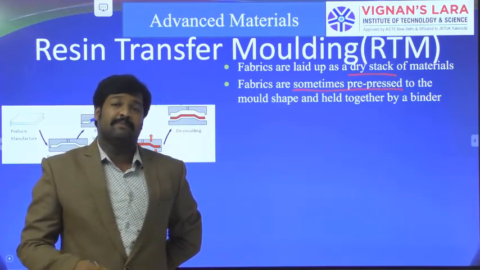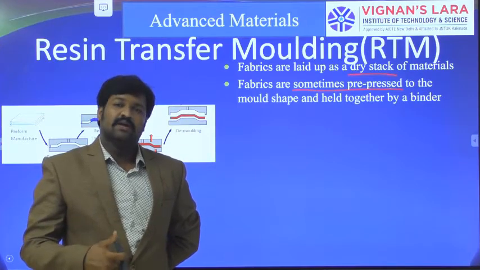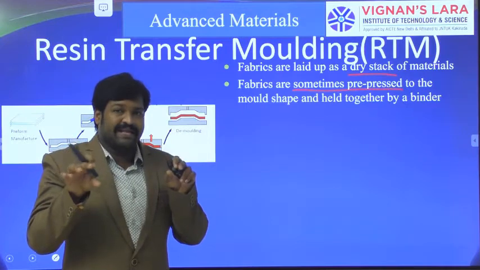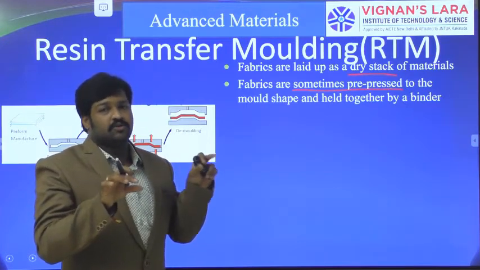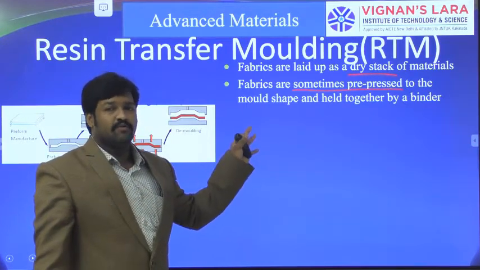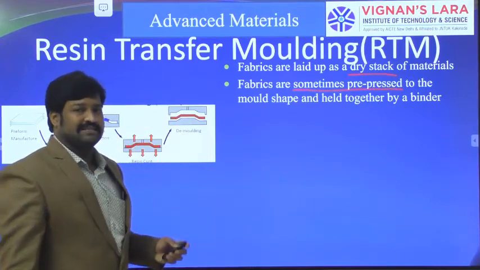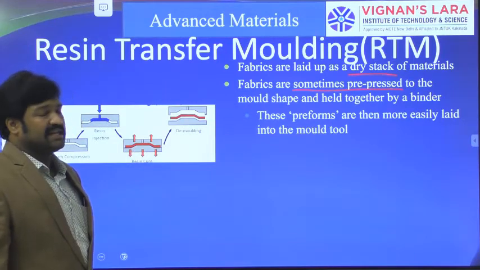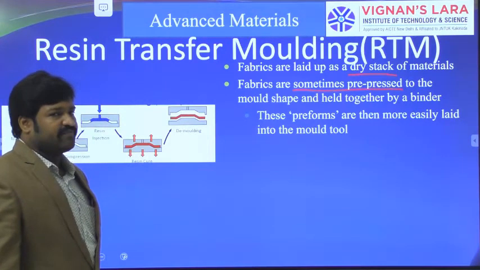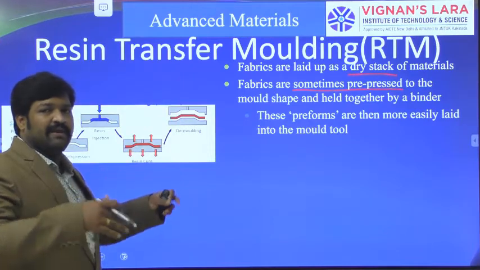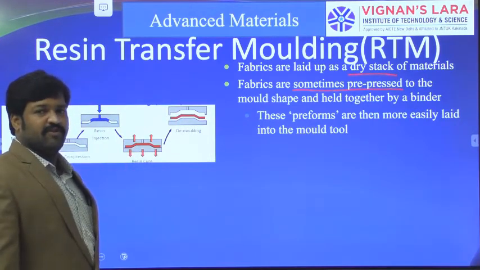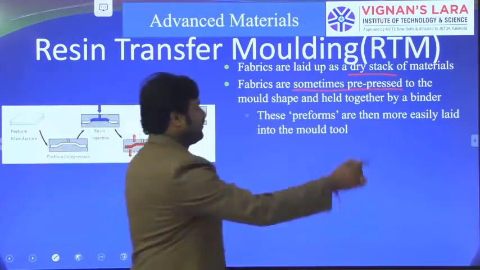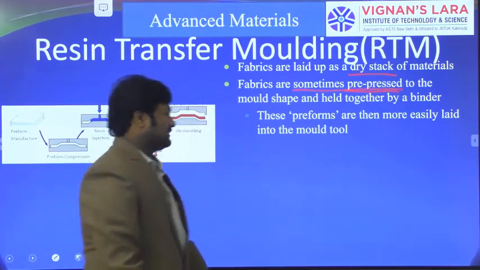Sometimes, depending upon the shape of the component, the reinforcement should be in a particular position. To maintain it in that position, those are pressed, and we can use binders also to get the desired shape. Next, these preforms are then more easily laid into the mold. If those are not pressed, those will occupy different shapes. To maintain the original shape, we are pre-pressing those fabric materials.